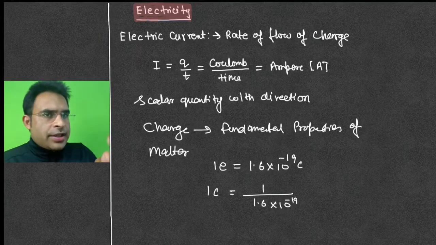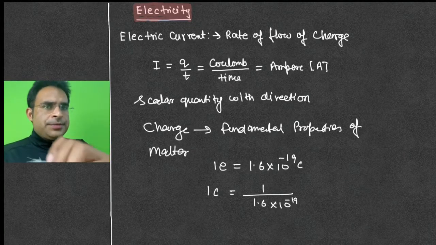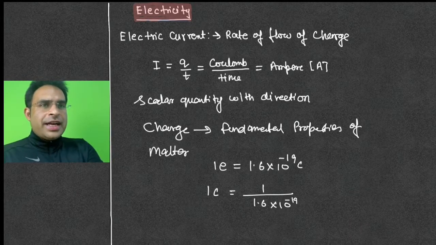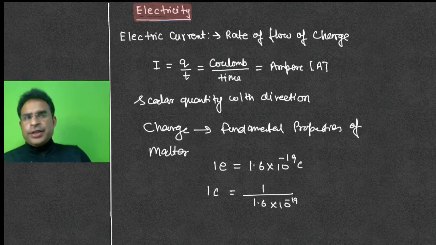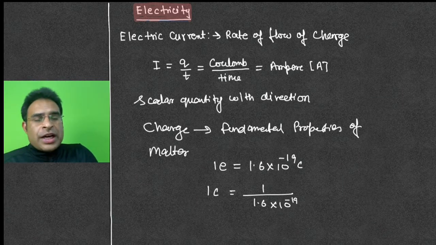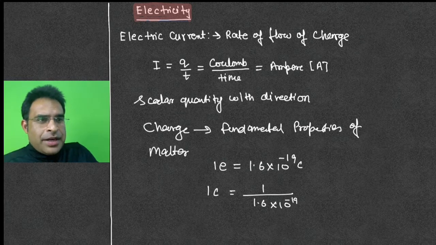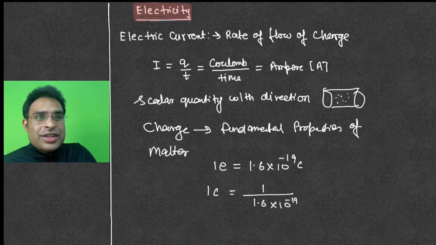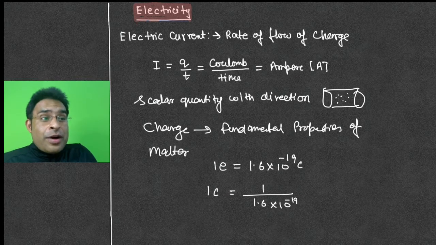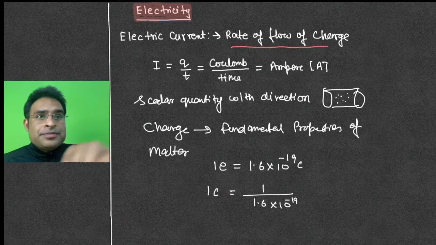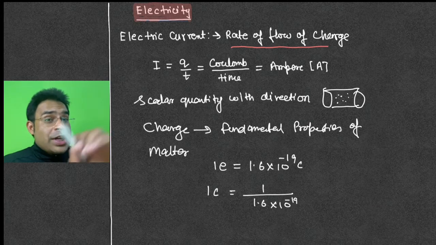We are discussing electricity, and the first thing in this one is electric current. So what is electric current? Basically, electric current is the rate of flow of charge. Inside metals, there are so many electrons. If I apply any current, electrons start moving. The rate of flow of that charge is called current.